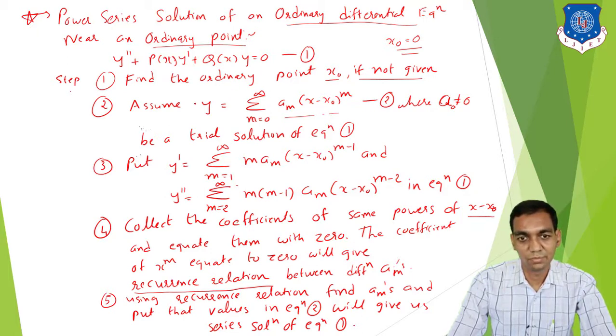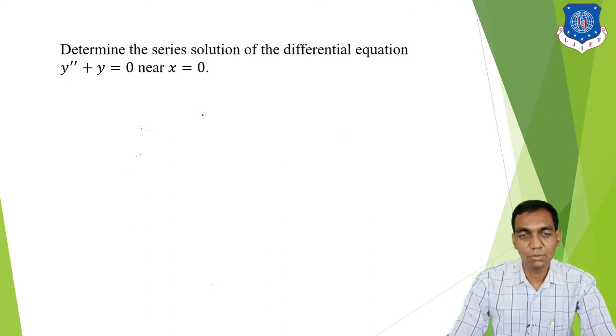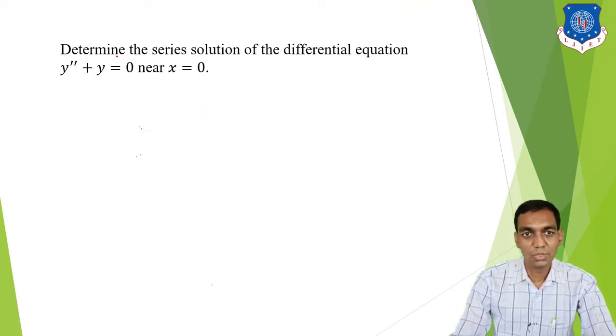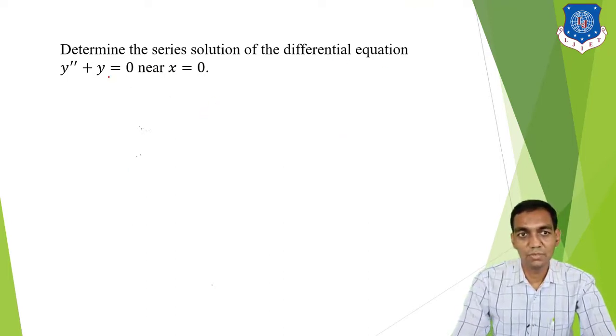Once you substitute those values in equation 2, that will give you the series solution near an ordinary point. Now, these are the steps, but we are going with an example of how to do it. Determine the series solution of the differential equation y'' + y = 0 near x = 0. That means x = 0 is given.